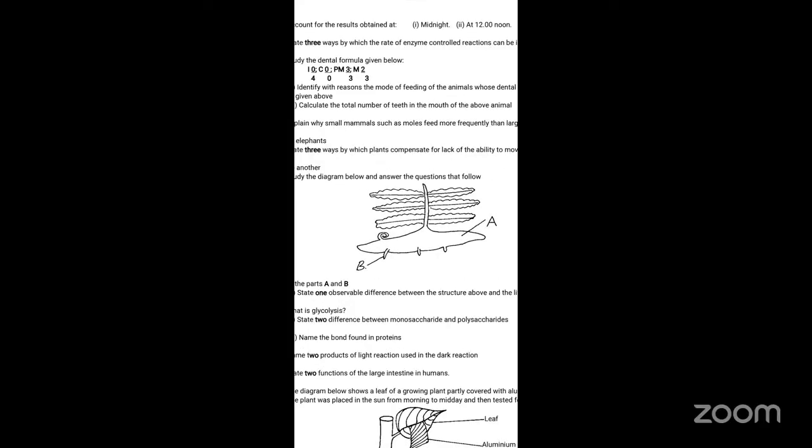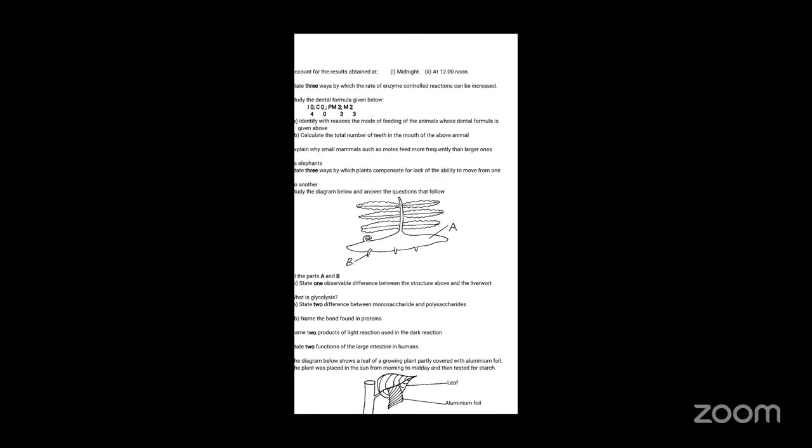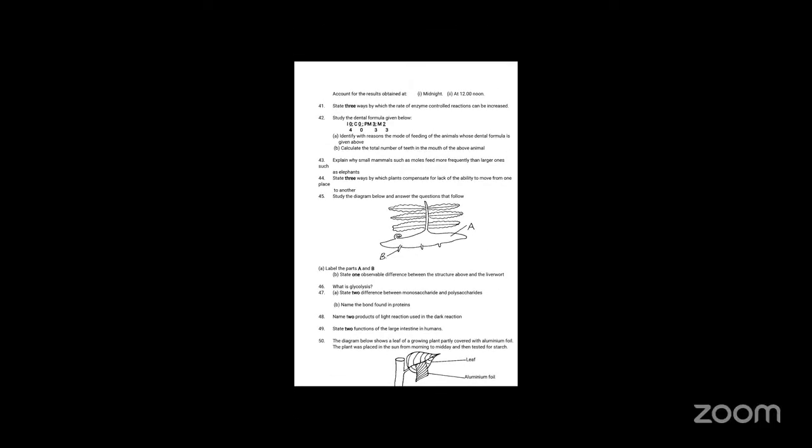Yes, there is. Question 47. State two differences between monosaccharides and polysaccharides. So hapa ukiambiwa state two differences between monosaccharides and polysaccharides, unafaa kuongelelea kuhusu characteristics or properties. Unakumbuka zile properties tulisema, one is sweet tasting, it is soluble in water, ingine tukasema, those are the differences you're supposed to give.